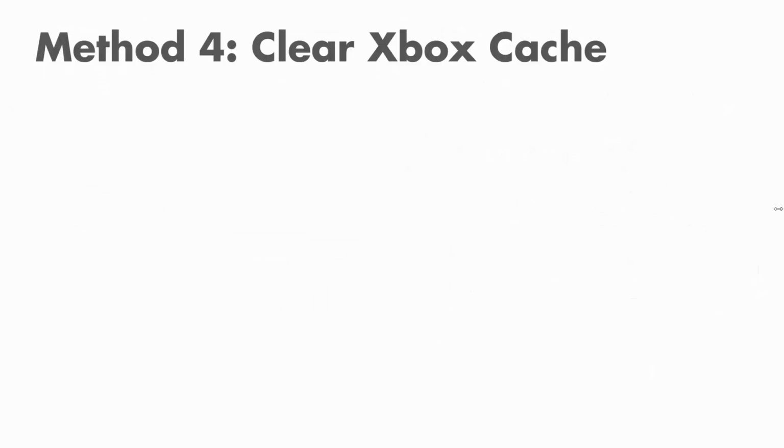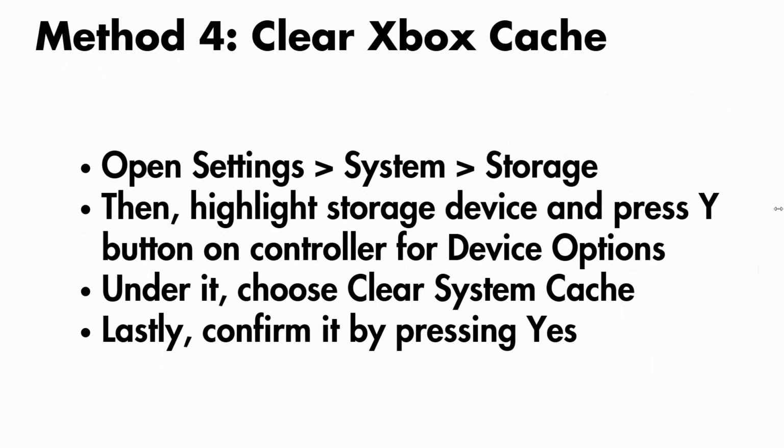Next is to clear Xbox cache. For that, open settings, click on system, click on storage, then highlight storage device and press Y button on controller for device options. Under it, choose clear system cache. At last, confirm it by pressing yes.